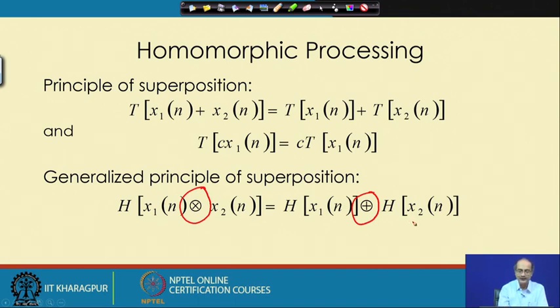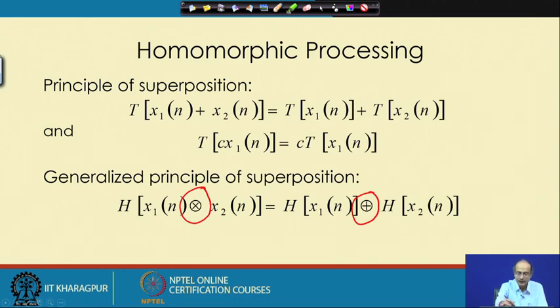If we apply the operator in the input space, the domain of definition of H, the same way as in the principle of superposition, we get another operator in the range space. With the help of that we can add the maps of x 1 and x 2, and we can get the same result.